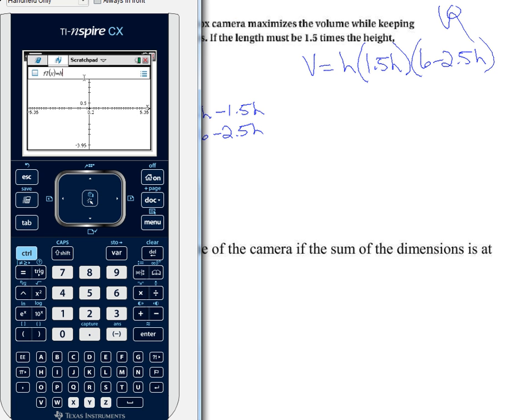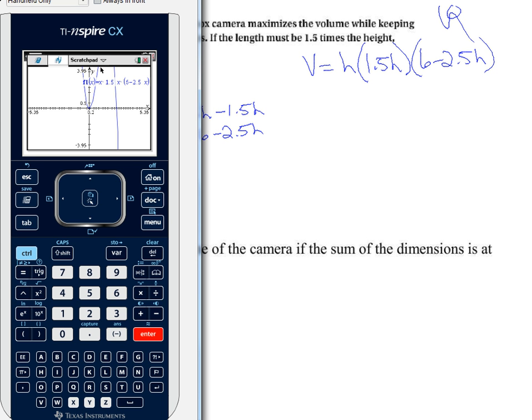As you enter this in, you want to type the times in between the parentheses. Otherwise, the calculator might give you some sort of error. And you don't want to use h like I just did. You want to use x, because it's a function of x. So x times, parentheses, 1.5x, parentheses, times, parentheses, 6 minus 2.5x. Close your parentheses, press enter. And it gives you that snake-looking graph with a negative leading coefficient.